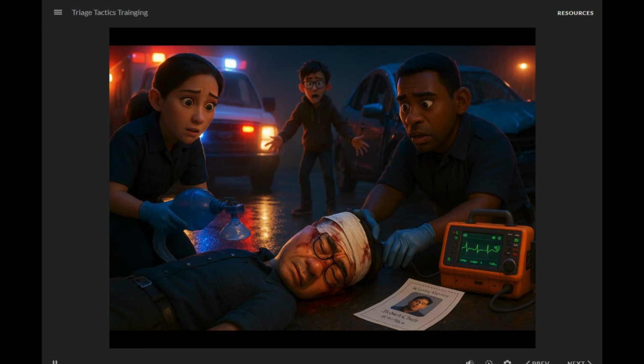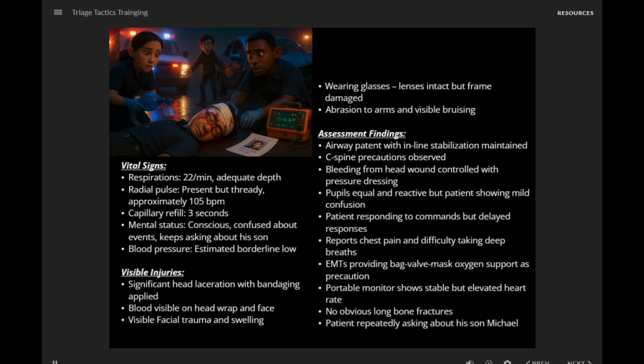Your assessment begins now. Patient is a 45-year-old male, conscious but disoriented, found supine on roadway. Teenage son at scene, extremely anxious. Family returning from funeral service. Vital signs: respirations, 22 per minute, adequate depth. Radial pulse, present but thready, approximately 105 beats per minute. Capillary refill, 3 seconds. Mental status: conscious, confused about events, keeps asking about his son.